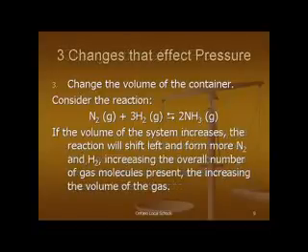The other side of this, as we look at this same reaction, N2 plus 3H2 yields 2NH3. If the volume of the system increases, the reaction will shift left and form more N2 and H2, increasing the overall number of gas molecules present, increasing the volume of the gas.